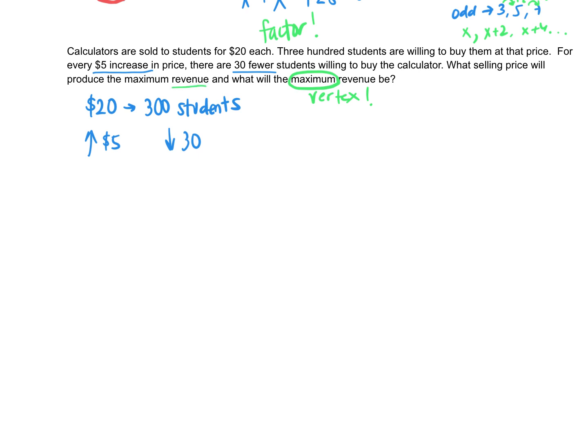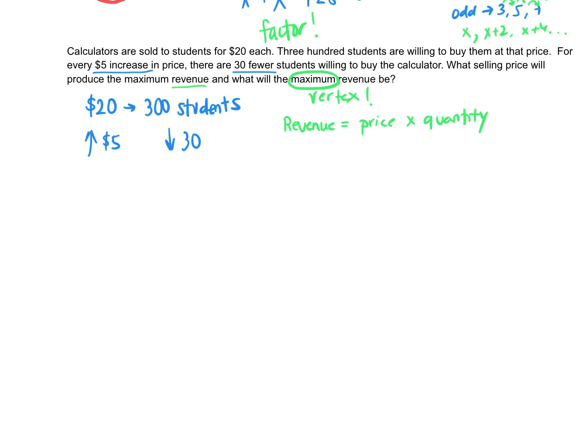I see this word revenue. Revenue is when you take the price and multiply it by quantity. So in this case, the price times the number of students that will buy this calculator. Now, originally we're given this $20 and 300 students, so if we do 20 times 300, that's $6,000 for the revenue. Not bad. But maybe if we increase the price, bigger price, yes, we're going to have fewer students, but maybe that will give us more money.